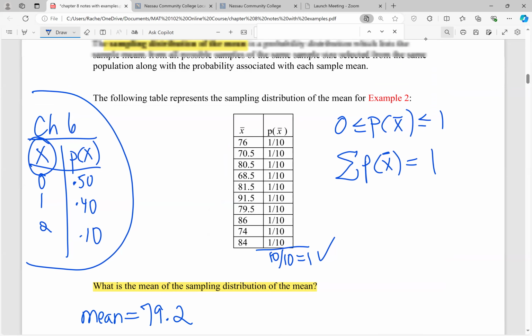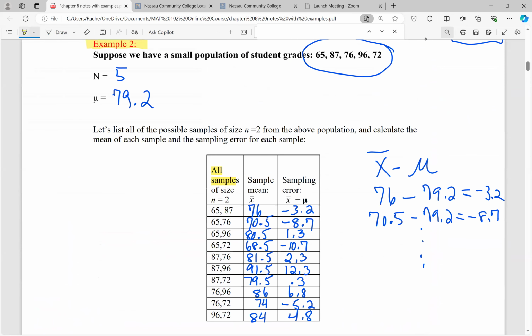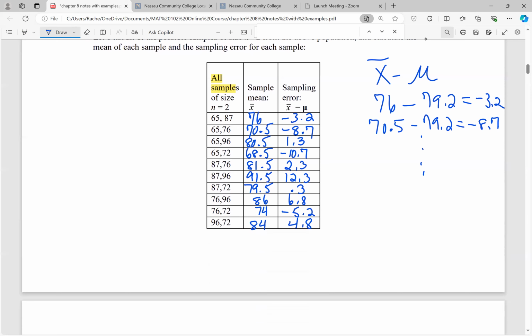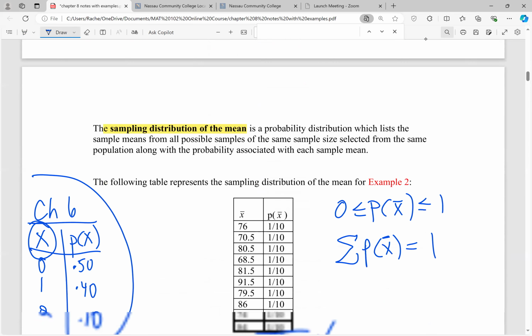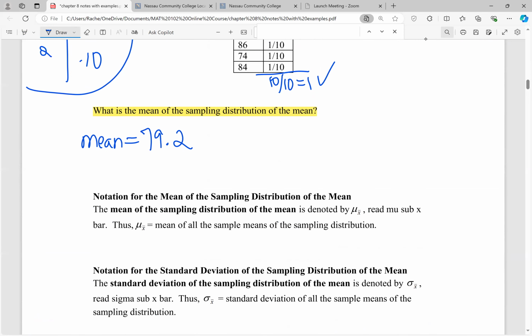Because that should ring a bell. What else was 79.2? Wasn't the mean of the original population equal to 79.2? Right? Remember, we took the mean of those 5 data values and we got 79.2. That's not a coincidence that if we were to take the mean of all the sample means of size n from the same population, we're going to end up with the mean of the population. And that's going to be the mean of all the sample means.